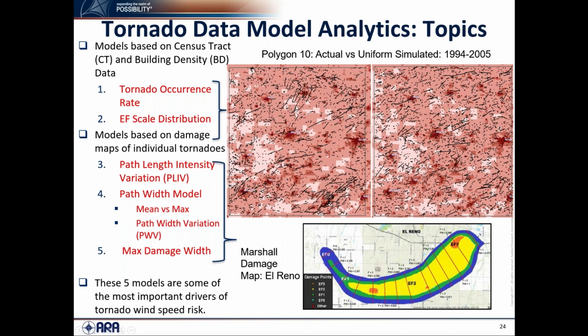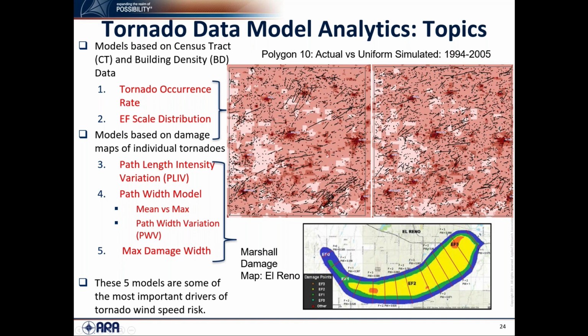You all are familiar with the issue of population bias, right? There are more tornadoes in the database where more people live. This plot on the left shows the actual distribution across an area of the Midwest. Here's Oklahoma, it's kind of small to read. Here's Oklahoma City, and here's Omaha right up here. This is the actual distribution over the period of 11 years from 1994 to 2005.